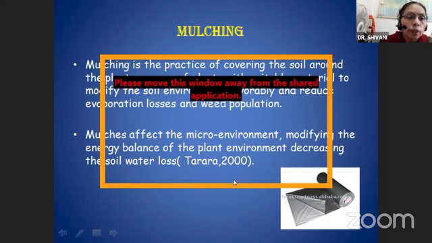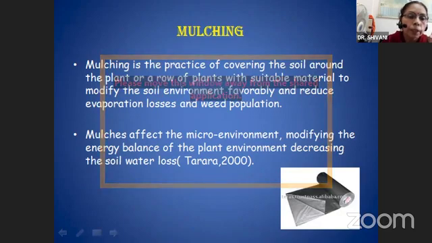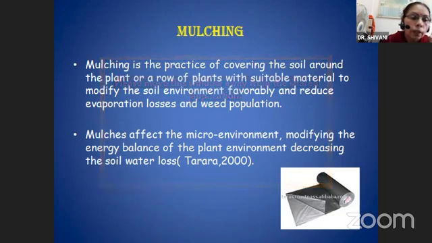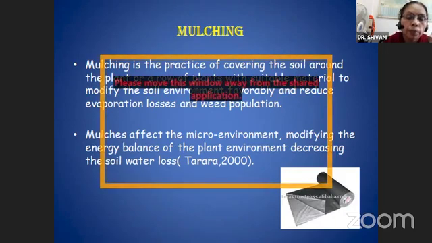Another important thing is mulching. As we all know, mulching is the practice of covering the soil around the plant or a row of plants with suitable material. Why do we mulch the crop? Because it modifies the soil environment favorably and reduces evaporation losses as well as weed population.